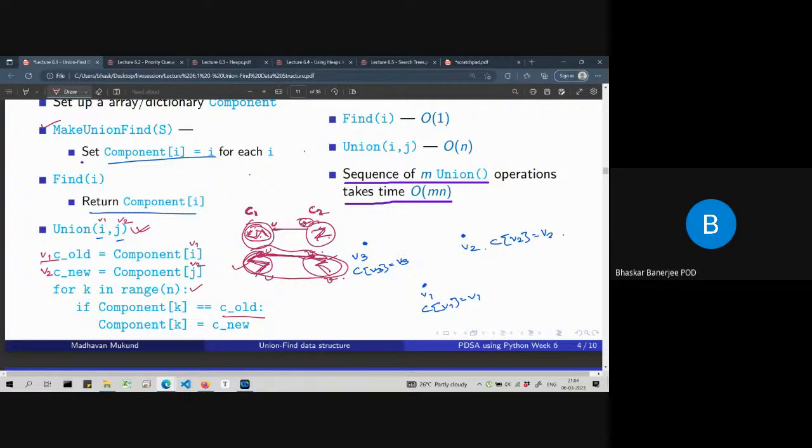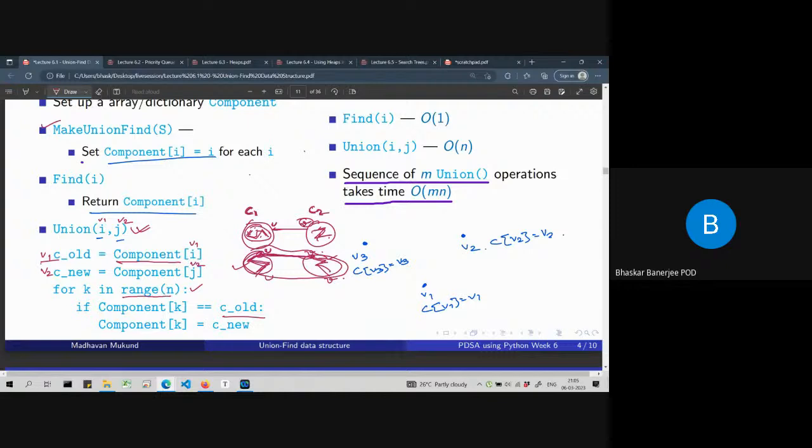But as of now, we have no separate dictionary. Only thing is we have this component dictionary, which stores the component of every vertex. So I do not know, considering each vertex, given a component, how many vertices are there in that component. If I would have known that, I could have directly taken all the vertices in the U component and changed them to V. That is fine. But I don't know which vertices are there in the U component. That's the problem. So that's why I have to travel through the range of N.